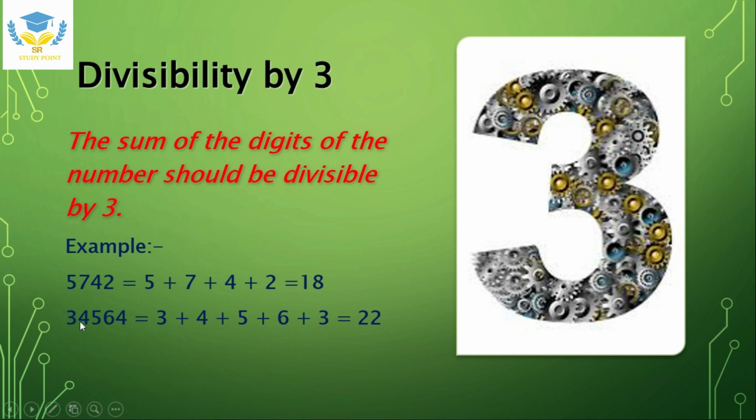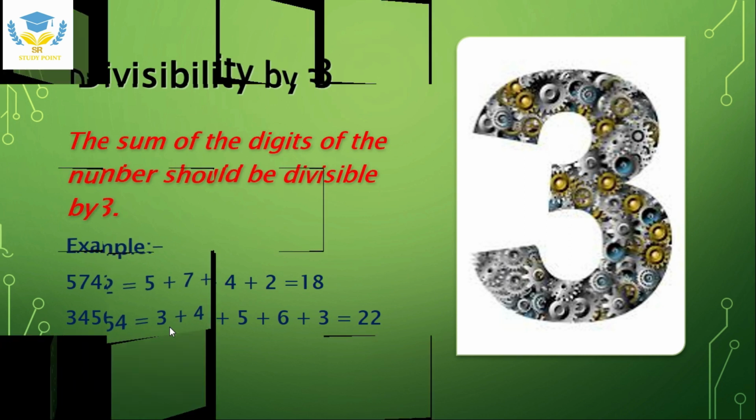But the next number is 34,564. 3 plus 4 plus 5 plus 6 plus 4 equals 22. As 22 is not divisible by 3, it will not come in the table of 3. So this whole number is not divisible by 3. Next time whenever you see big, large numbers, you can easily find out by using these small tricks.